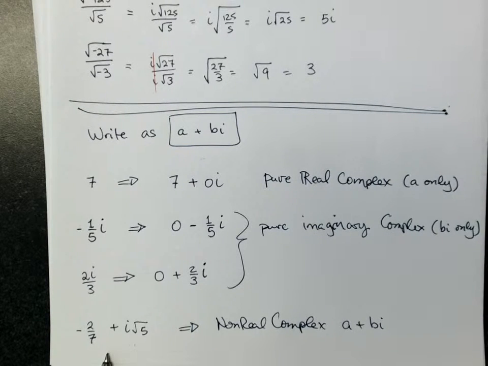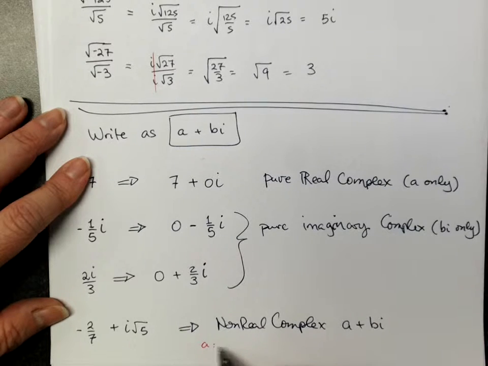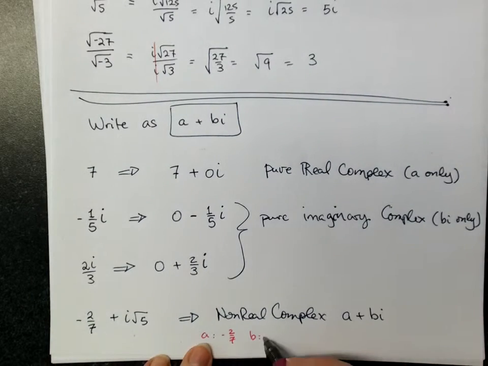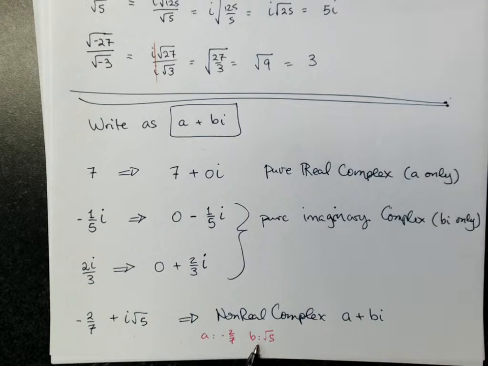It has a pure real component and it has an imaginary unit, both of them, so we consider it a non-real complex. And what is our A here? What is our A in this non-real complex? Right. And what is our B? Is this square root of 5? Yeah, radical 5. And when I ask for the B, I'm asking just for that real coefficient, not the I. Okay? This is A plus BI, but A and B are both real numbers. Here A is negative 2/7, and the coefficient of our imaginary unit is also a real number, which is radical 5. A real irrational, but it's still real.